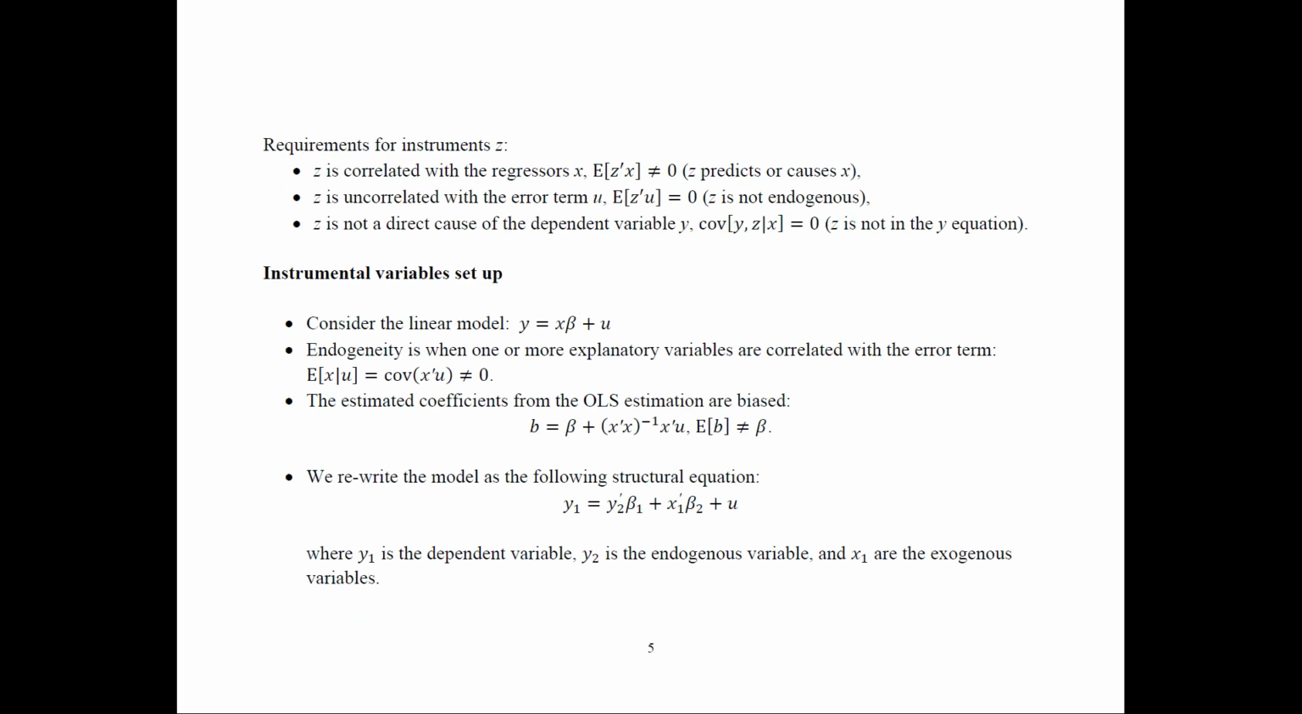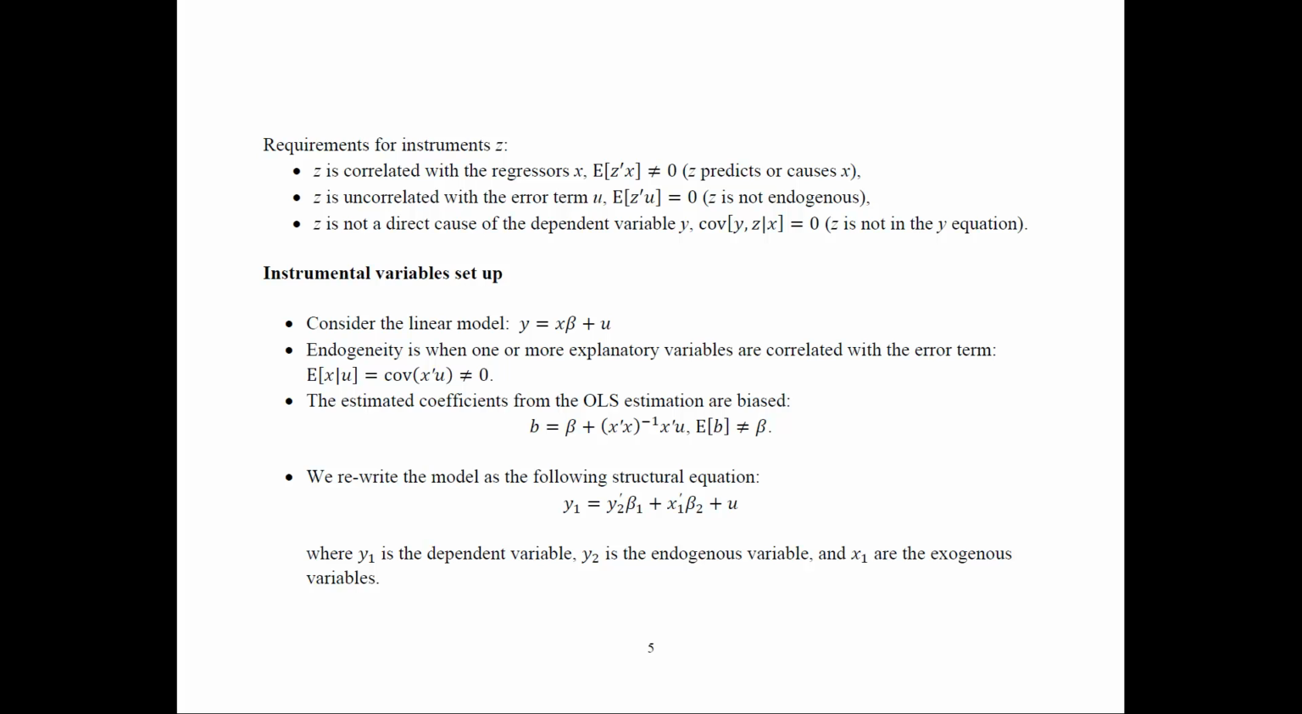So here are a few requirements for the instruments Z. Z must be correlated with the regressors, and the expectation of Z prime X would not be equal to 0, in case Z would predict or cause X. Why is that important? Well, because if you have instruments that are completely irrelevant to the regressors or to the endogenous variables, then what's the point of having them? We want to have correlation with them, and we want to have somewhat strong correlation with them.